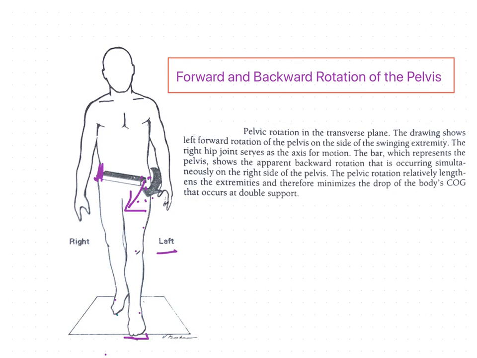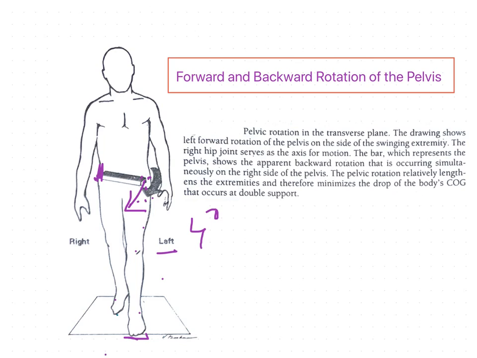to the initial contact. Okay, next, the total amount of rotation of the pelvis is small. Total rotation of the pelvis is small and averages about only 4 degrees on the swing and stance sides for a total of 8 degrees. Okay. So the result of pelvic rotation is an apparent lengthening of the lower extremities.